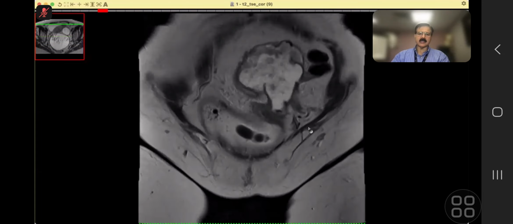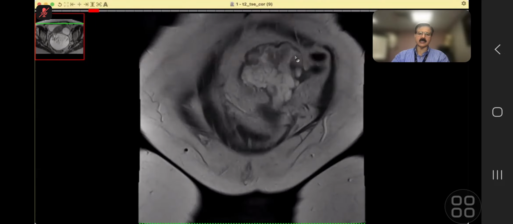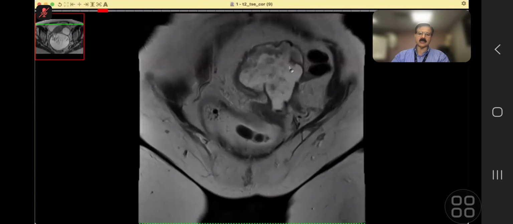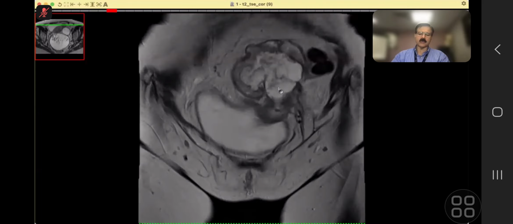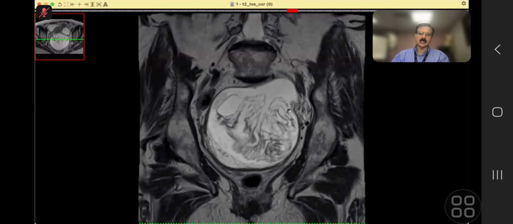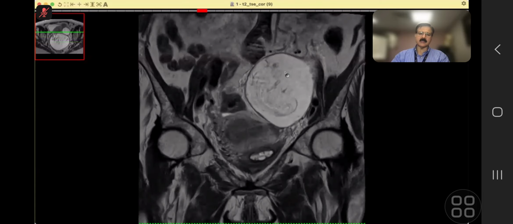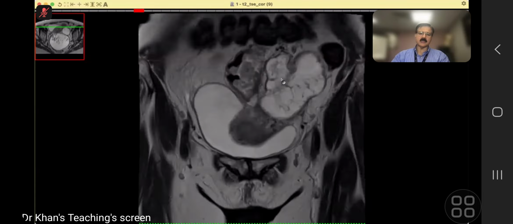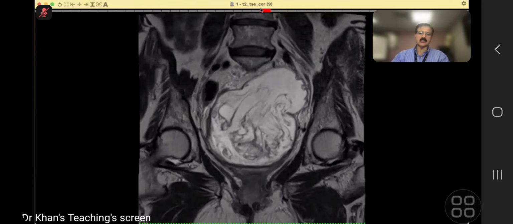And you can see now this is the sigmoid. This is the sigmoid. And you can see how it is breaching the wall. And from here, from this epicenter, it is going down. So this is a mucinous tumor of the sigmoid.